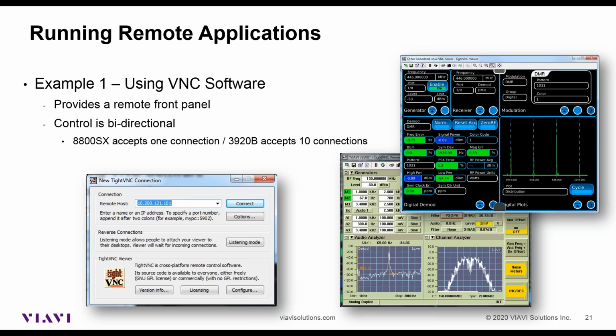You can be sitting at home, in a nice comfortable chair, TV in the background. So doesn't have to be fully automatic. You can just do manual work like this. Remember, it's bi-directional control. You can control the test set remotely, or someone can control the test set and you can see it on your remote screen.